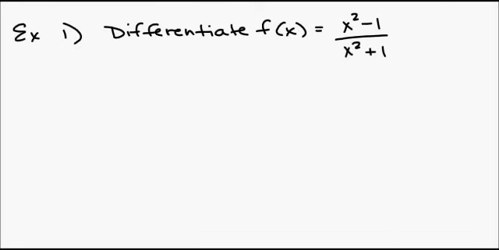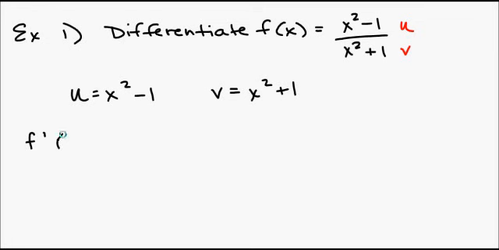Okay. Example 1, differentiate f of x equals x squared minus 1 divided by x squared plus 1. So if this were your quotient rule, it is. You have u and v. Okay, so u equals x squared minus 1, v equals x squared plus 1.